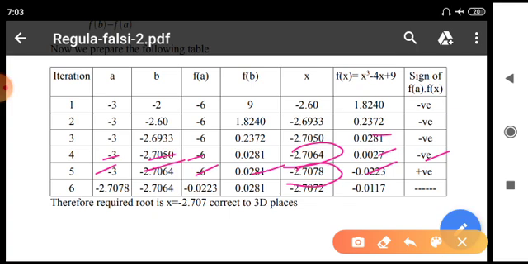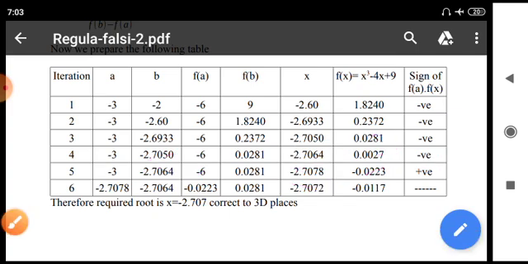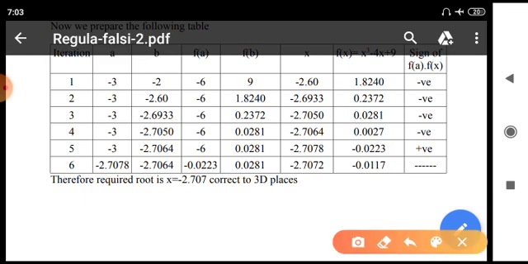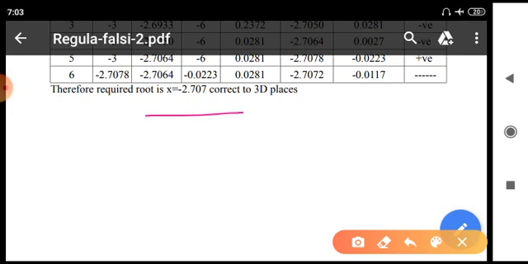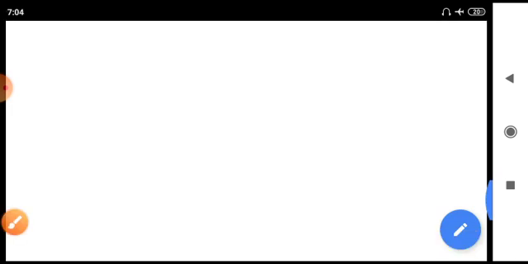So f of a is negative, f of x is negative, so the product has to be positive. If it is positive, we have to write x value under the column a, which is written here. So minus 2.7064 is b value, f of a is here, f of b we have calculated from here, which is the same value. So we get minus 2.7072. If we calculate f of x, again it is negative. But for correct to 3 decimal places, this is correct, minus 2.707. So therefore the required root is x equal to minus 2.707. Thank you.